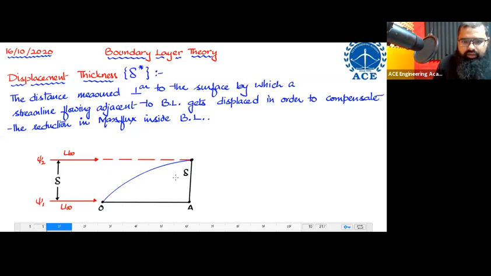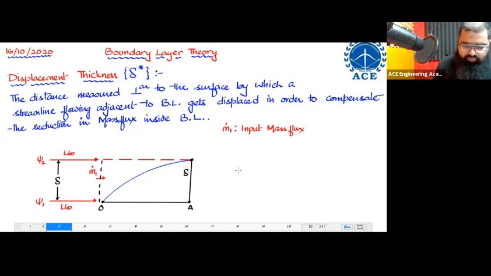Distance is delta. Now I'm taking a section. Let us say I have taken a section over here. Across this section, there is some mass flux flowing. Let us say the mass flux flowing is m dot 1. So m dot 1 over here is known as the input mass flux.